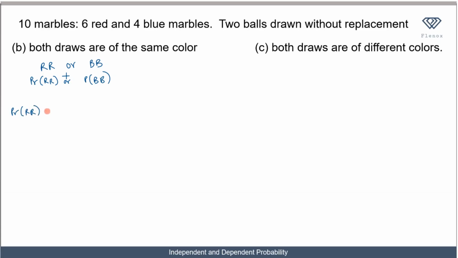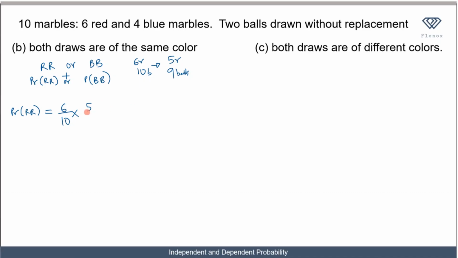For the first ball, at first I have 6 red balls and 10 balls altogether. So that will be 6 over 10. However, because I did not replace the ball that I took, I'll be left with just 5 red balls instead of 6. And the total number of balls, because I've taken one away, instead of 10, will be just 9 balls in total. So the probability of picking red as the second ball would have changed to 5 over 9.